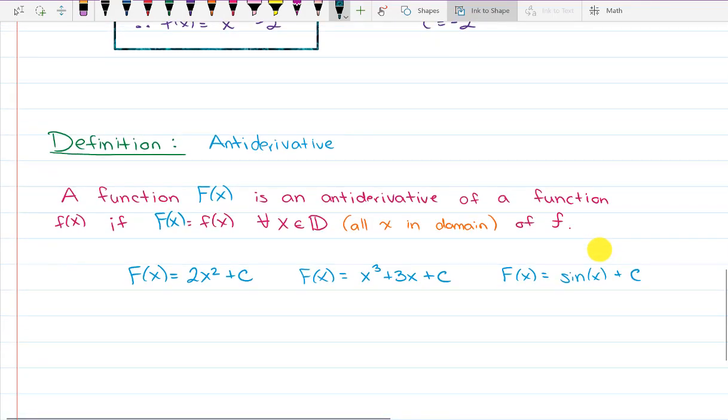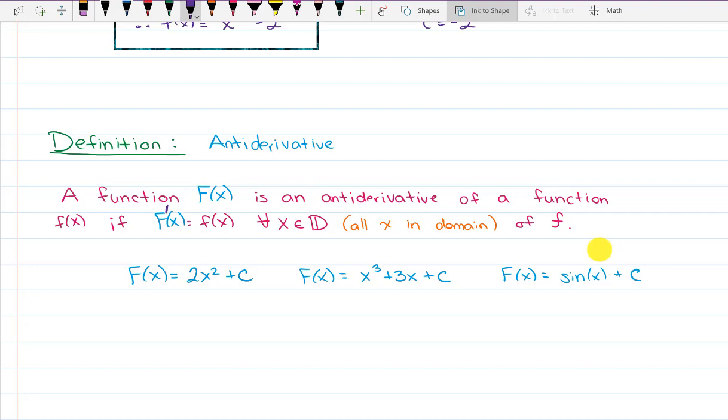So here's the definition of an antiderivative. A function, capital F of x, is an antiderivative of a function f of x if the derivative of capital F of x is equal to f of x for all x in the domain. So what you need right here is that the derivative of capital F of x is equal to f of x for all of x in the domain.